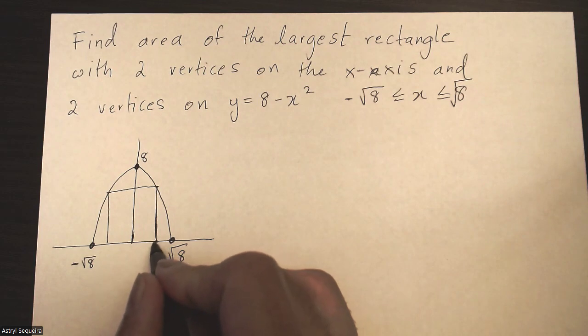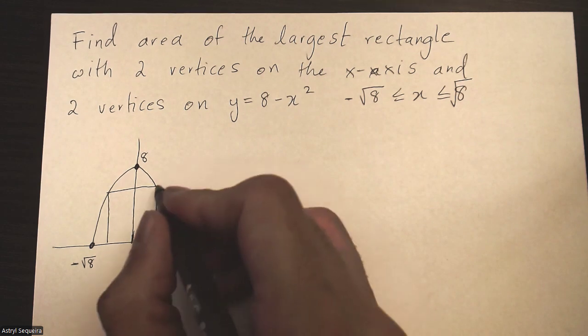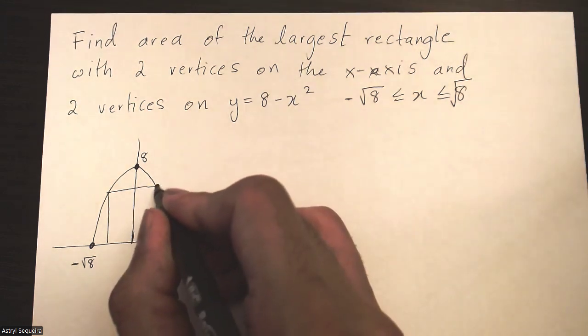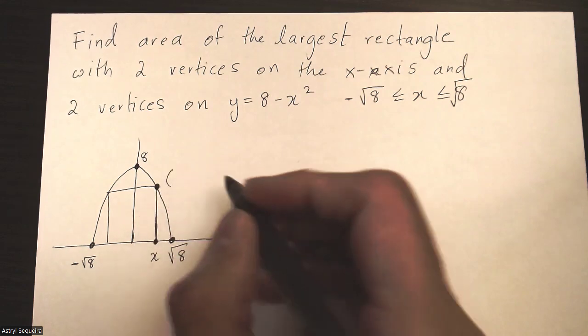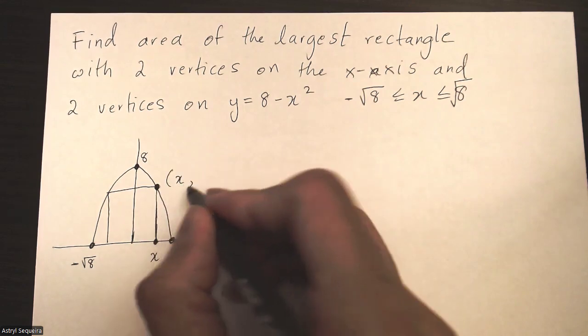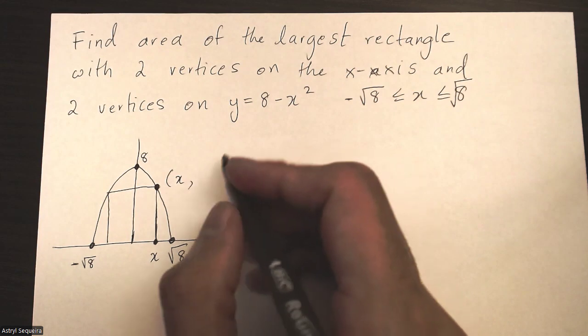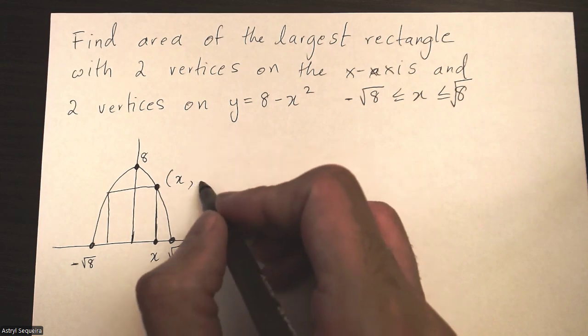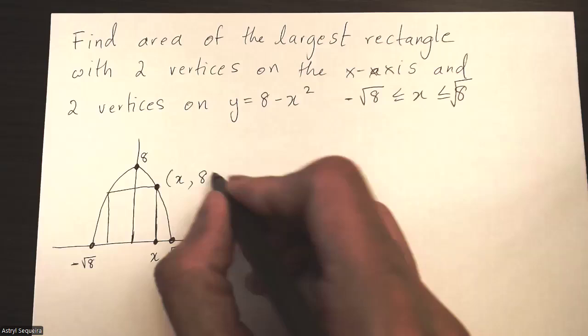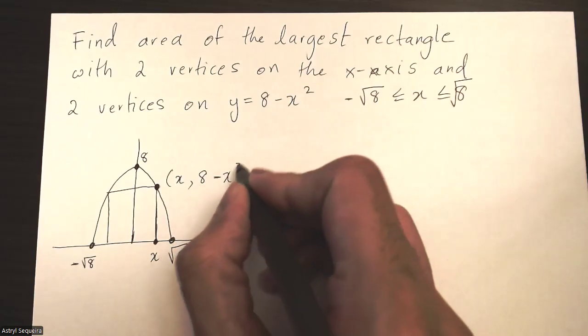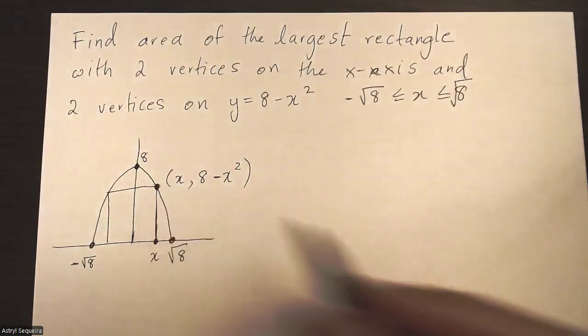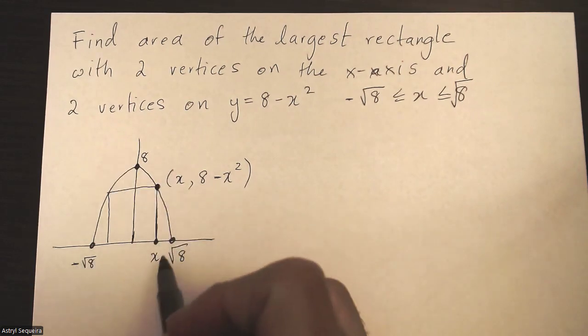What I'm going to do is I'm going to make this as x, and then over here, this point is going to be x, and the y value, it's just going to be 8 minus x squared, because that's what the function is. Right there, the quadratic function.